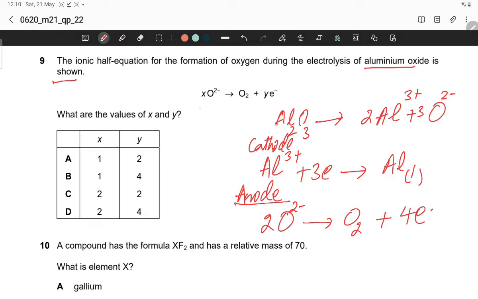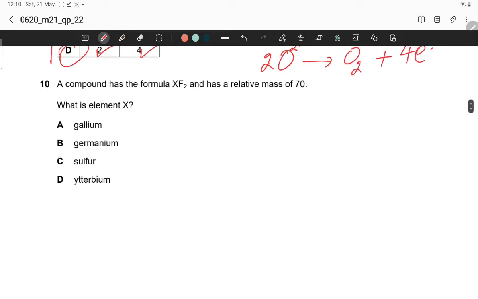So what is X and Y? So 2 oxide ions and 2 electrons. No, this is incorrect. Correct: 2 oxide ions and 4 electrons. D option is correct. A compound has the formula XF2 and has a relative mass of 70. What is X?